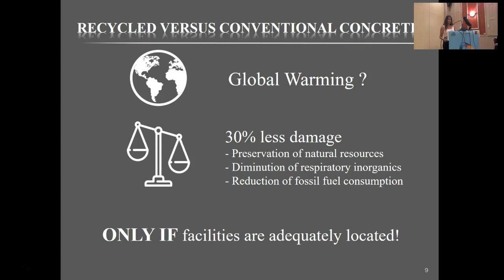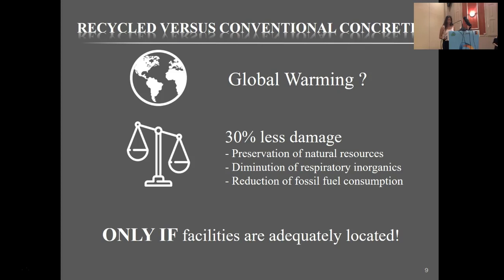Now, moving on to solutions, if we're wondering what to do with waste, the first thing that pops into our mind is recycling. However, is it really an environmentally friendly option? Because if we think about it, using recycled aggregates will lead to the use of aggregates with smaller sizes, implying a larger surface area, which will require more water and more cement. Studies have shown that 30% less damage is caused on global warming only if the facilities are adequately located. Now, how do we locate these?